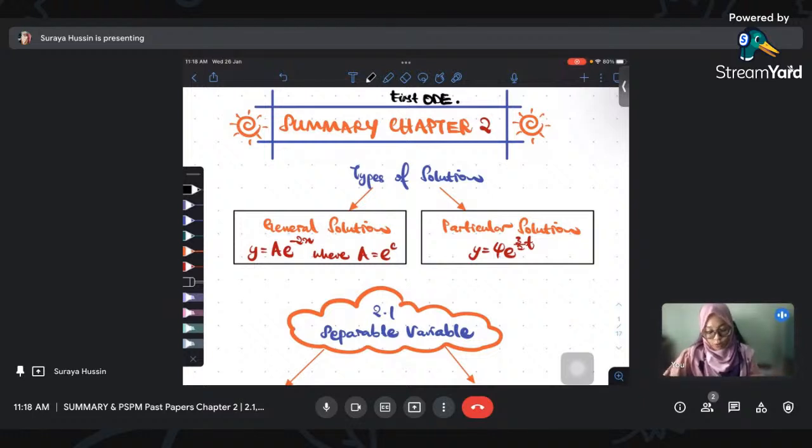Okay, so we have two types of solution. First one is the general solution. Second one is the particular solution. Okay, so the general solution bermaksud kalau soalan tu kata please find this in general term, bermaksud you tulislah y is equals to blah blah blah, which mean general bermaksud you tak ada constant A. You don't have the value of A, but you can put it as A. Okay, so that is called the general term ataupun the general solution.